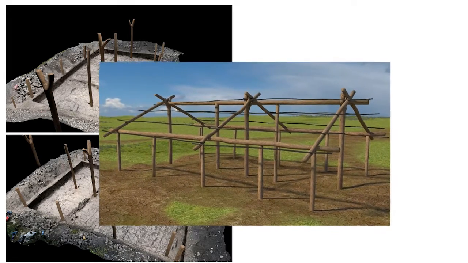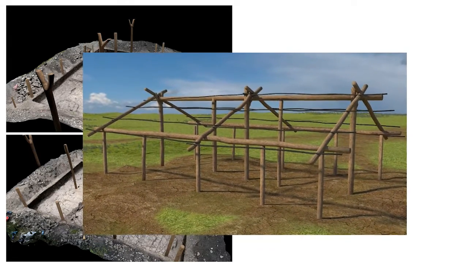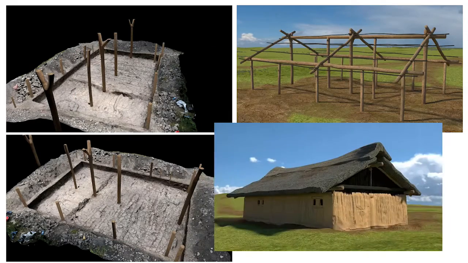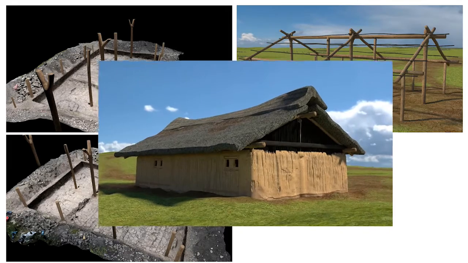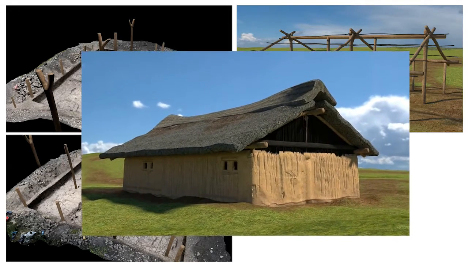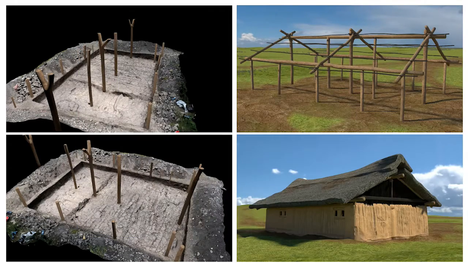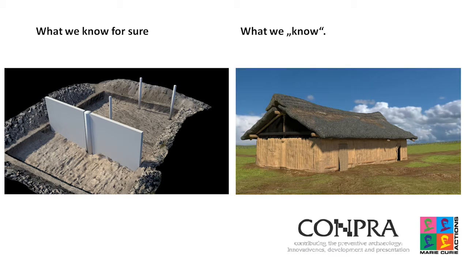We've added the false terrain, we've added the false sky, and finally we end up with a reconstruction, or 3D model, of the house. We cannot be certain whether it had this thatched roof or it was maybe wooden planks, or something else. But also one other key thing is that we know what we know.